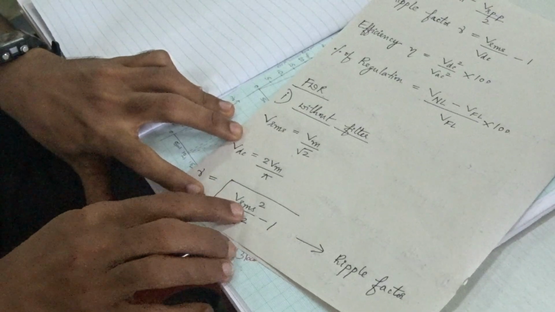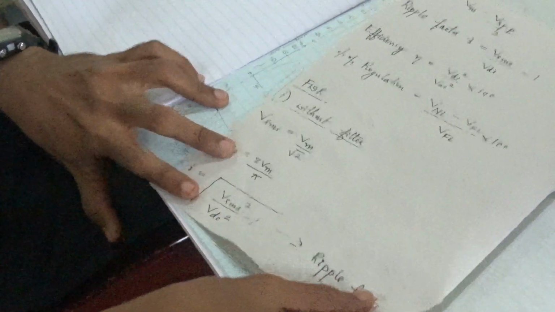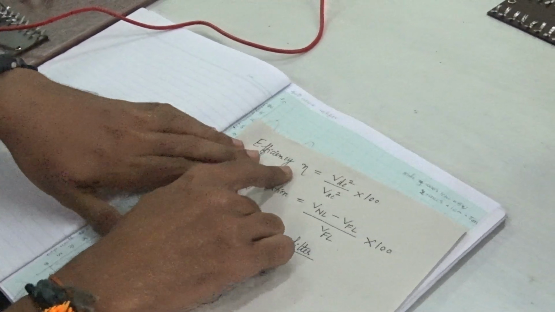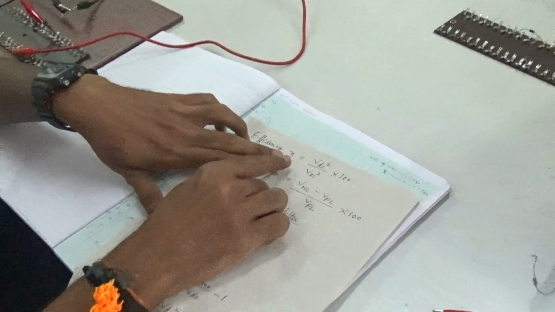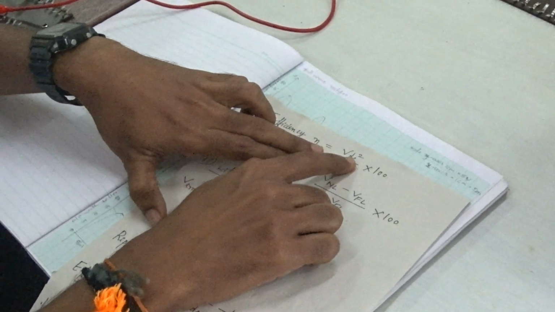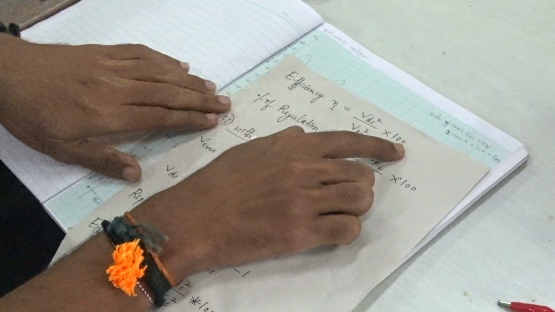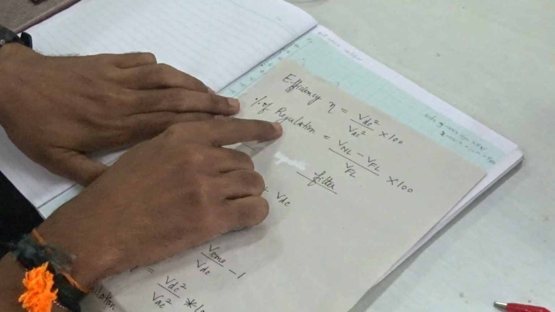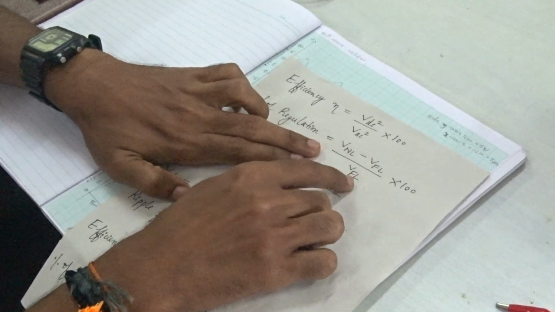root of V suffix RMS square divided by V suffix DC square minus 1, and then find out the efficiency of the Fullwave rectifier circuit, that is for without filter, using the formula V suffix DC square divided by V suffix AC square multiplied by 100. And at last, find out the percentage of regulation value. Formula is no load minus full load voltage divided by full load.